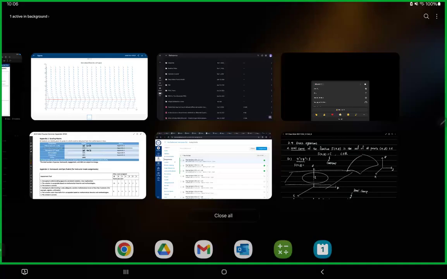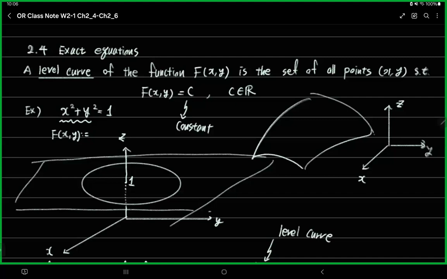Let's see 2.4, exact equations. Level core. Let me introduce level core. Probably you know about this one, level core, if you studied vector calculus, level core of a function.